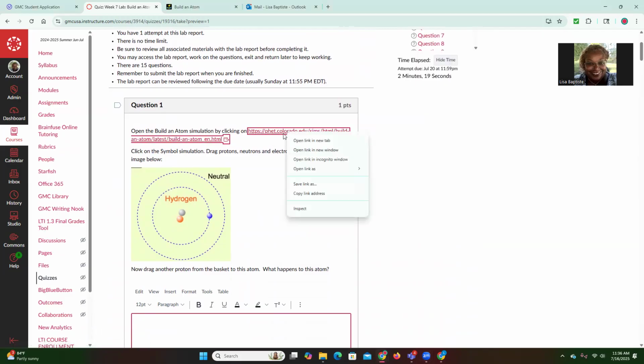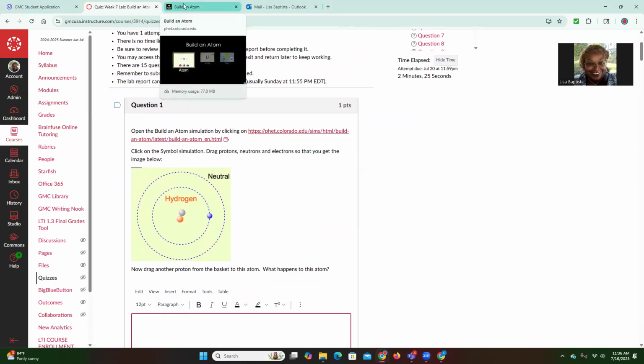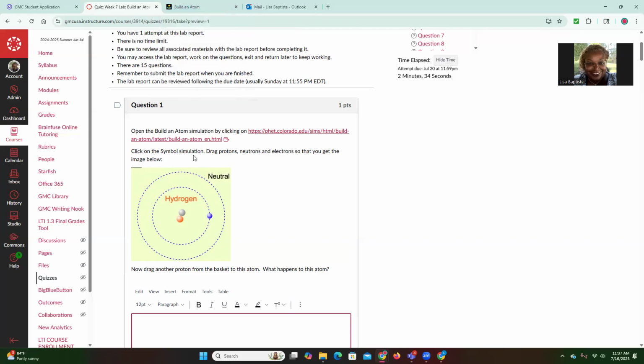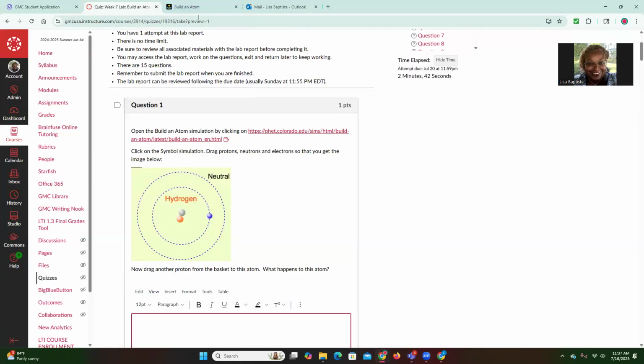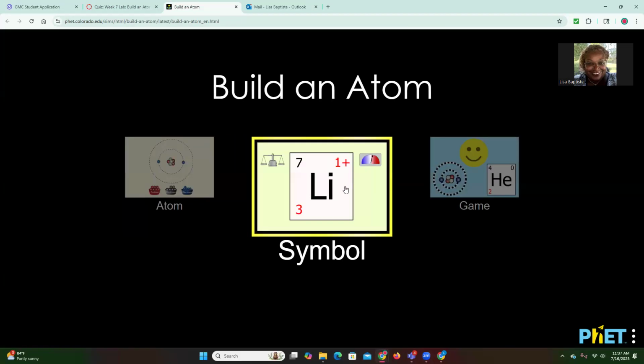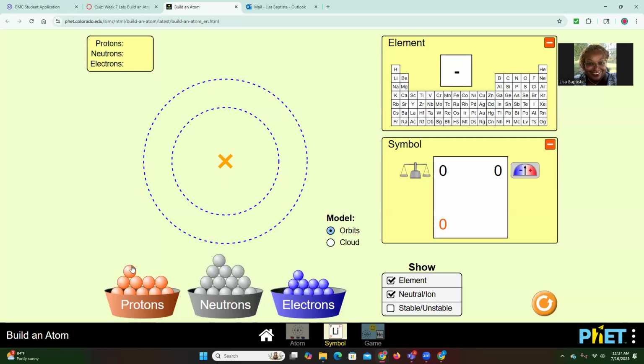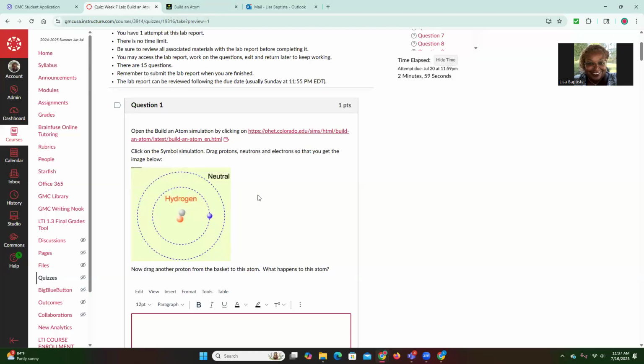Like I've said before, you want to right click on it and open the link in a new tab. That way you can go back and forth between the simulation and the instructions. It says to click on the symbol simulation, and you want your protons, neutrons, and electrons to look like this. So we are going to the symbol, not the atom, and you want to click on that. It shows one proton, one neutron, and one electron, and it says neutral. So that looks like what we have here.